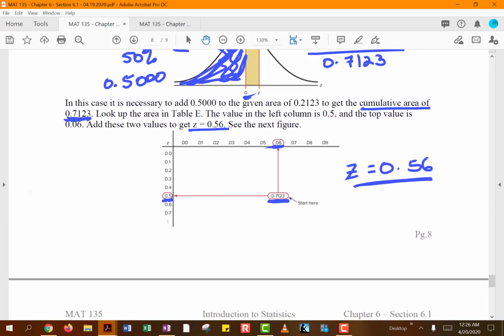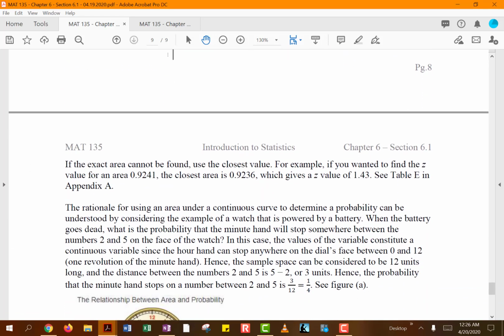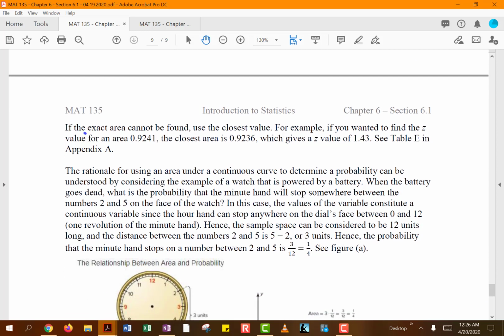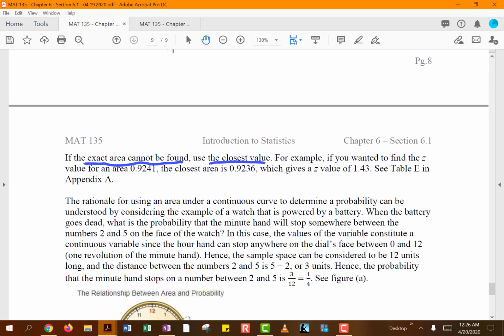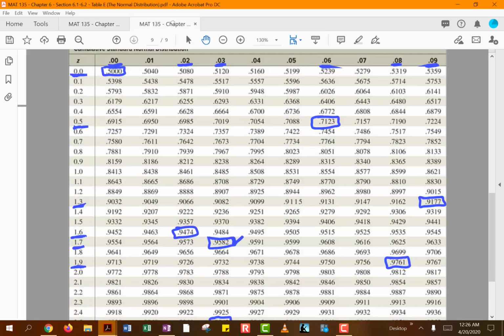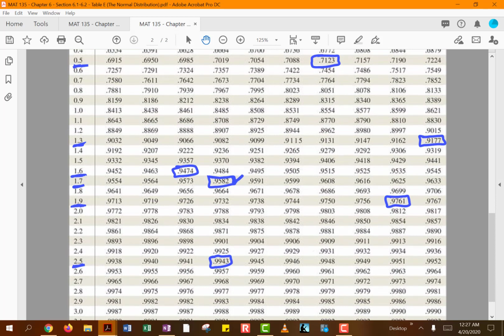So this was just an example to show you that if you are given the area and you need to find the z-score, we can work backwards. But sometimes what's going to happen is you will not be able to find that exact area. So you have to go for the closest value. So let's say we wanted to find the z-score for an area of 0.9241.